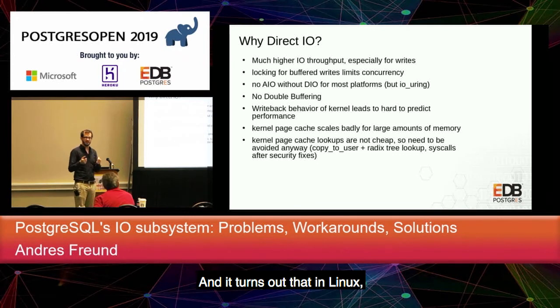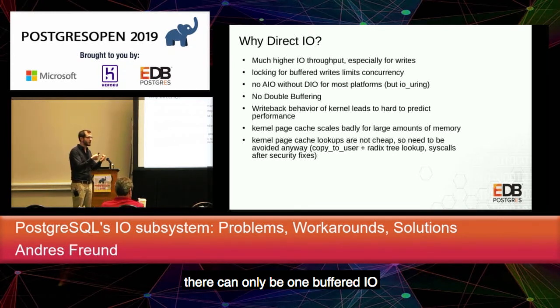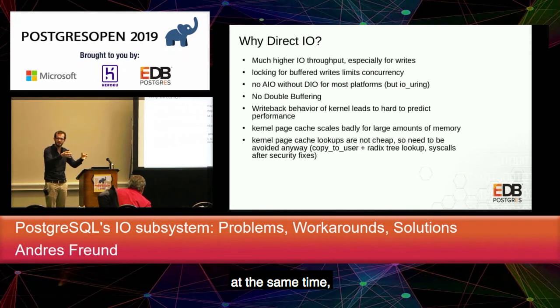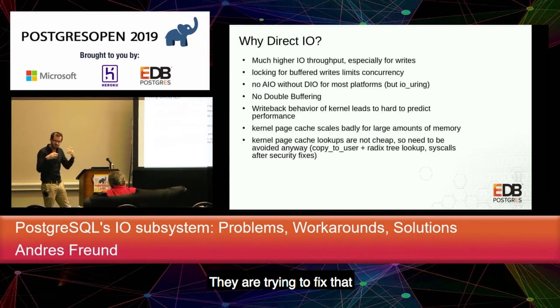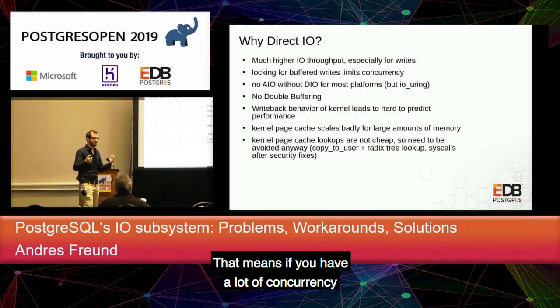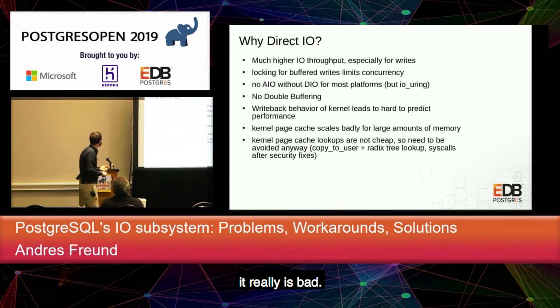And it turns out that in Linux, there can only be one buffered I/O write being started at this time. There's an exclusive lock while doing writes on all file systems, which means if you have many processes doing writes at the same time, they will literally block each other. They're trying to fix that, but at the moment, that is the case. That means if you have a lot of concurrency, it really is bad.